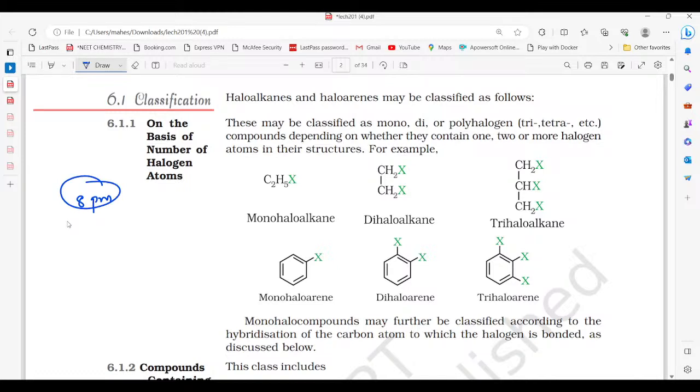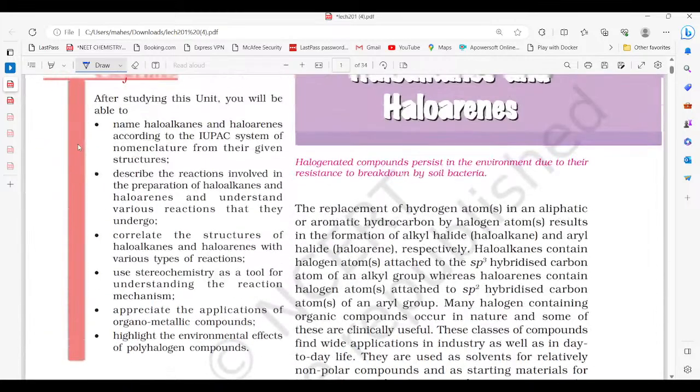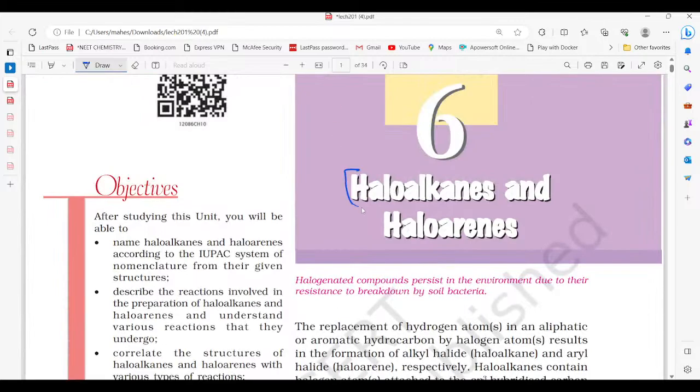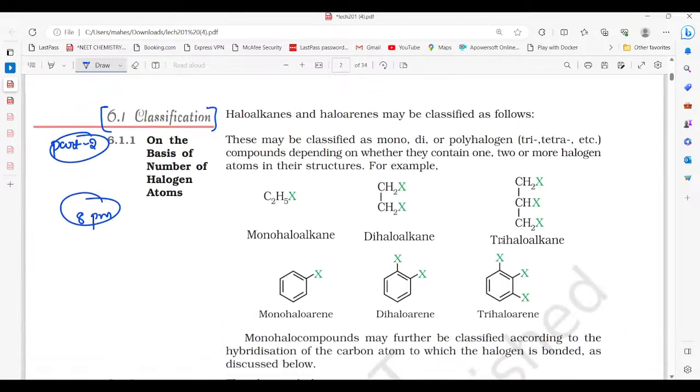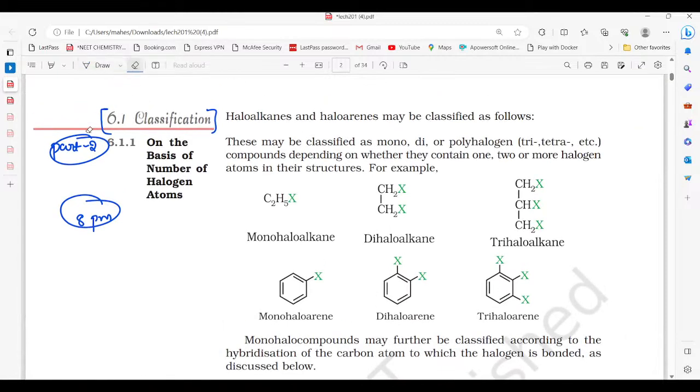And the next point, in the previous live video, we discussed the introduction of haloalkanes and haloarenes. This is part 2 of haloalkanes and haloarenes. In this video, we are going to discuss the classification of haloalkanes and haloarenes.